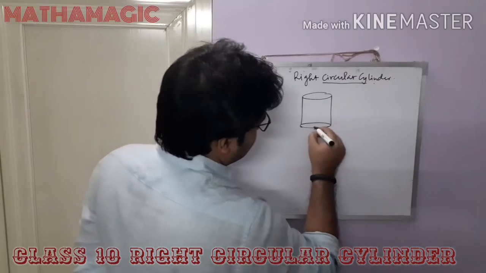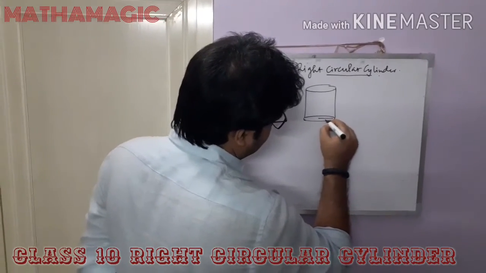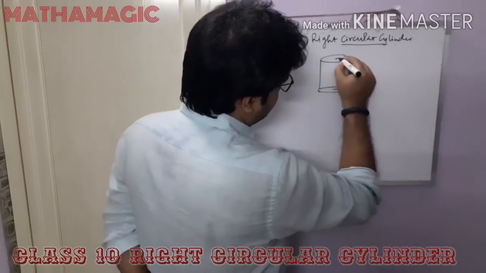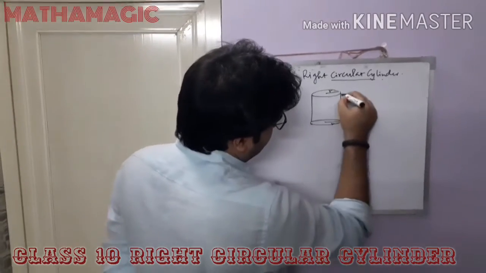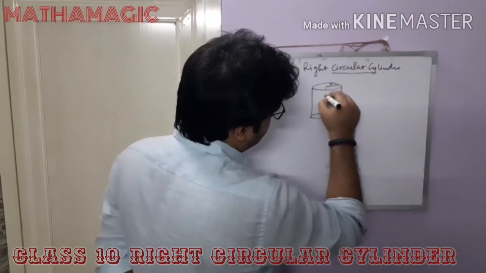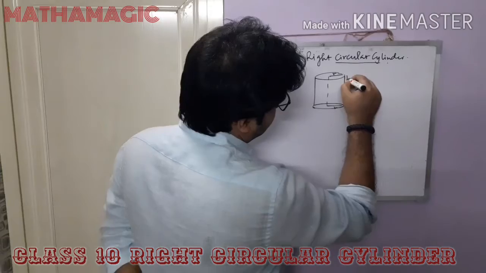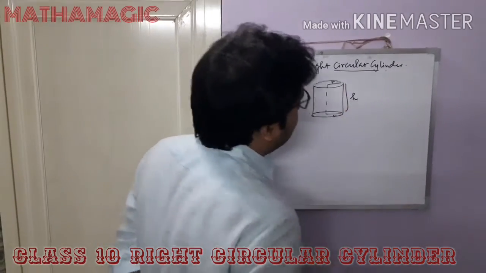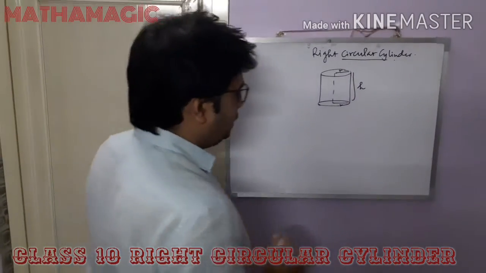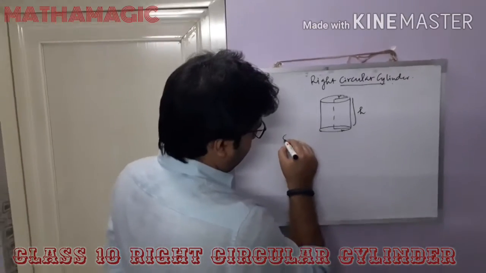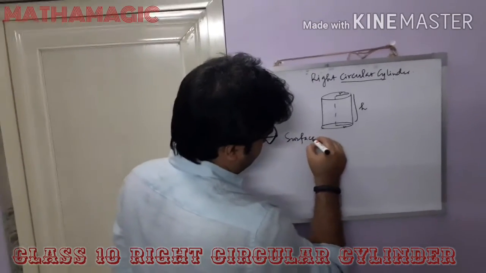So this is the base radius. Let this be r, and it will be the same as the top radius, that is r. This is the height, the distance between these two, let that be h. Now first we'll deal with the surface areas.